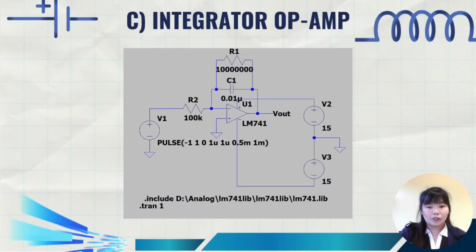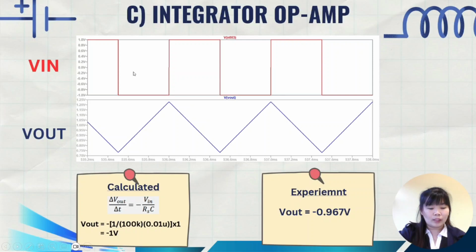Next is about the integrator op-amp. This is the circuit we conducted in LTspice, with the R2 value of 100k ohms and for the input voltage source we are using a pulse. In this circuit, we are adding a feedback resistor of 10 mega ohms connected in the feedback loop. This is the output waveform for Vin and Vout.